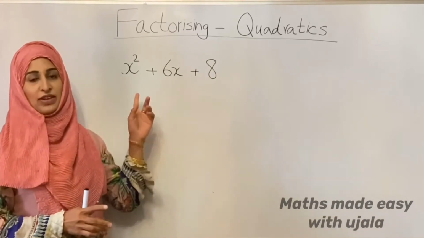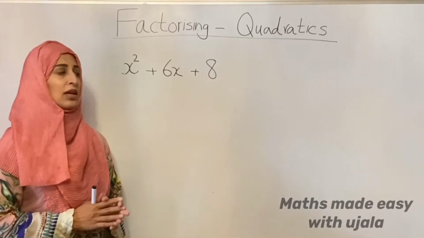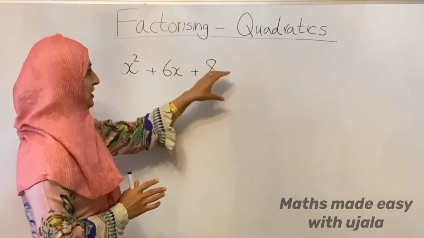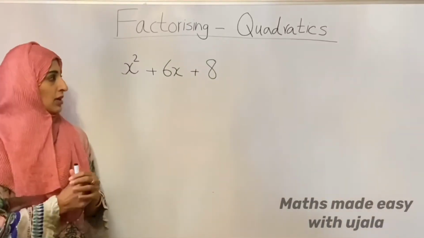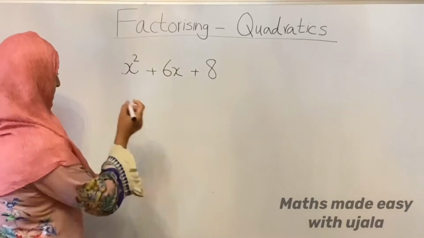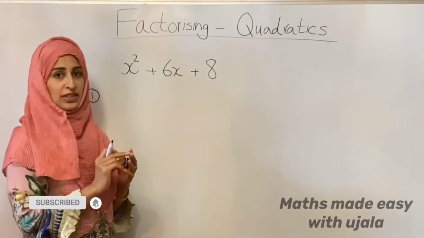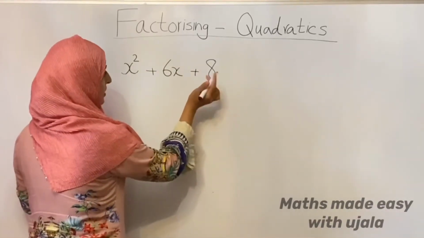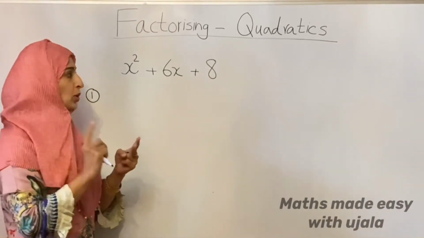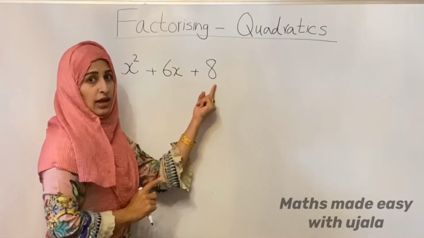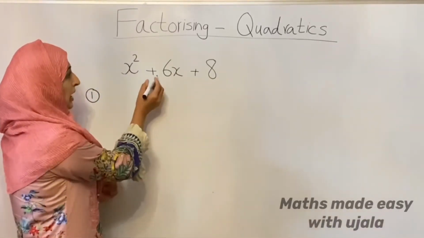Today's topic is factorizing quadratics. It is a little bit different from linear equations because at the end of factorizing a quadratic equation, I'm going to get two linear equations. Number one rule is you have to find the factors for 8. If you multiply any two numbers, you have to get 8, and when you add them, the answer should be 6.